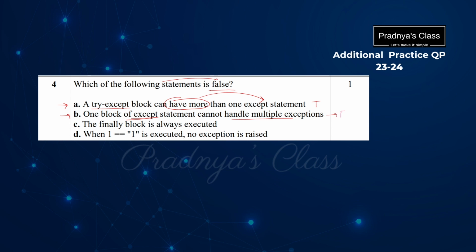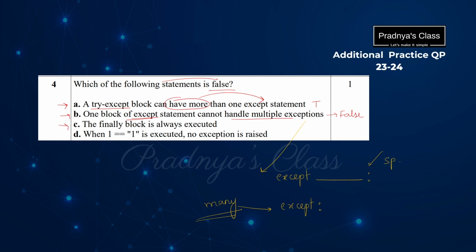This statement is false. We just now studied that with the except keyword, if you write a specific exception name, then it will handle that specific exception. But if we don't write anything after the except keyword, it can handle any type of exception. It can handle many exceptions. It is a generalized exception block. Actually, we got the answer, but let's read the other statements too.